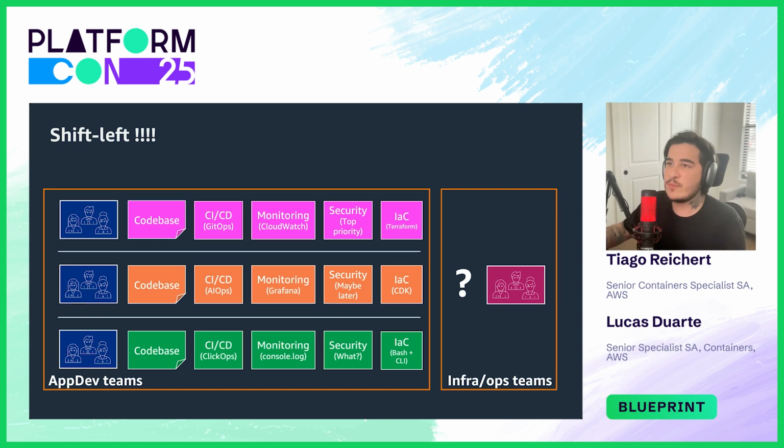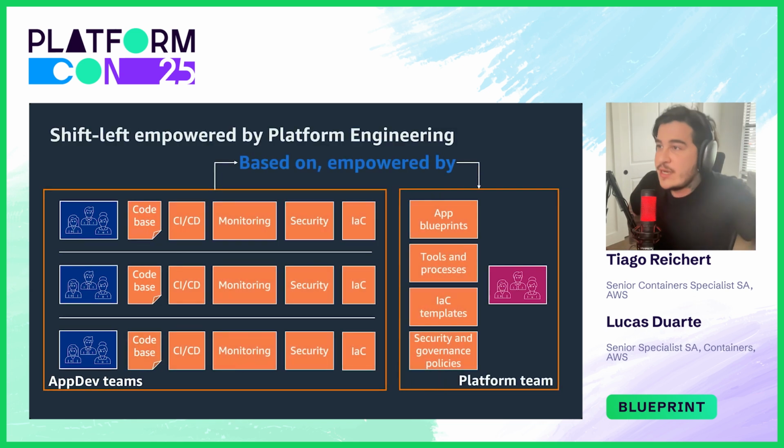And then maybe for monitoring, one team is using CloudWatch, another one is using Grafana. And then if one team can help another one in some automation that they created, they're not going to be able to do that because they are basically aligning the automation to their specific use case. So what's the idea here? We need to shift left, but we need to empower them with platform engineering assets.